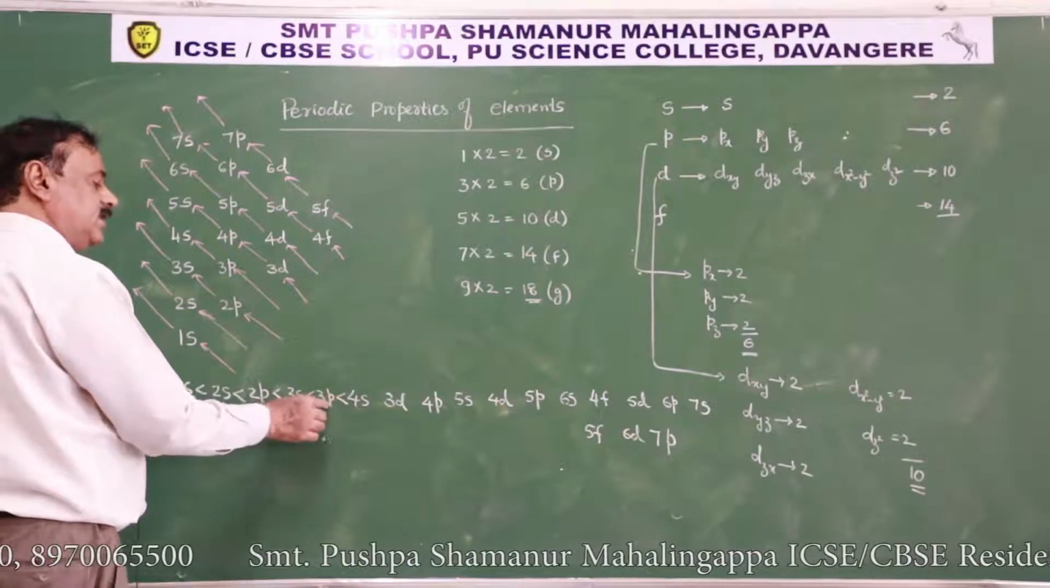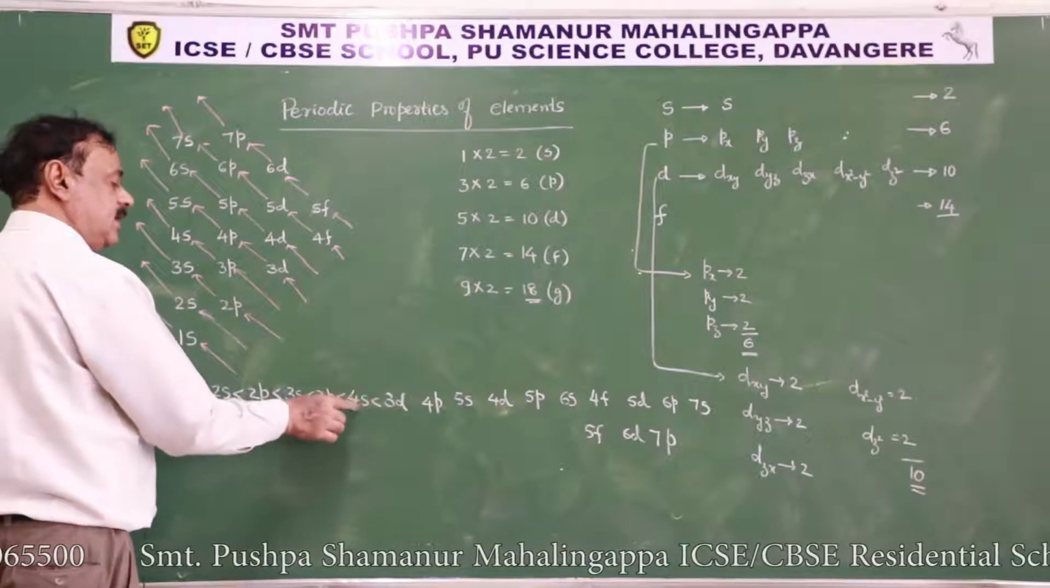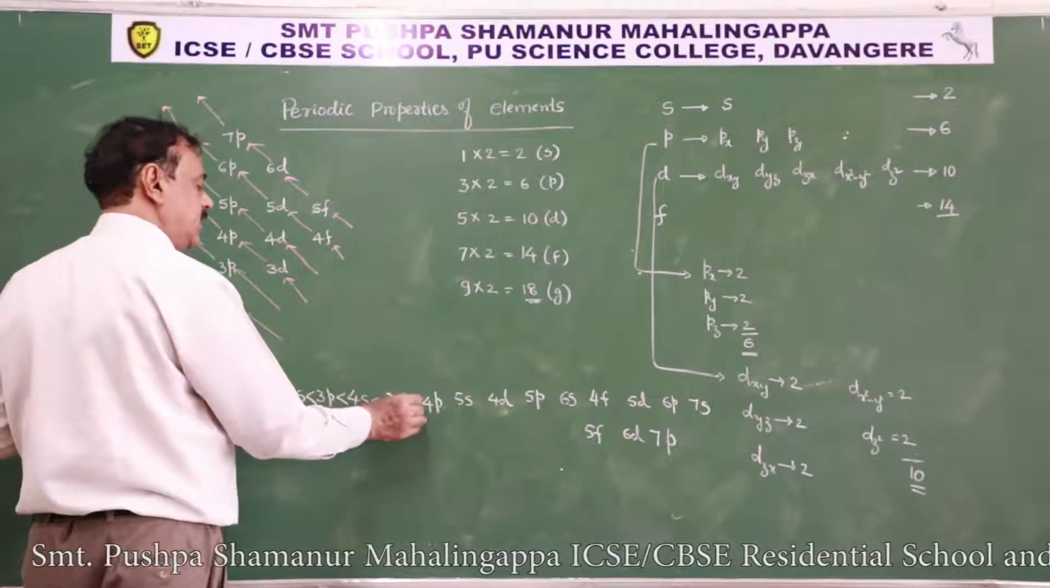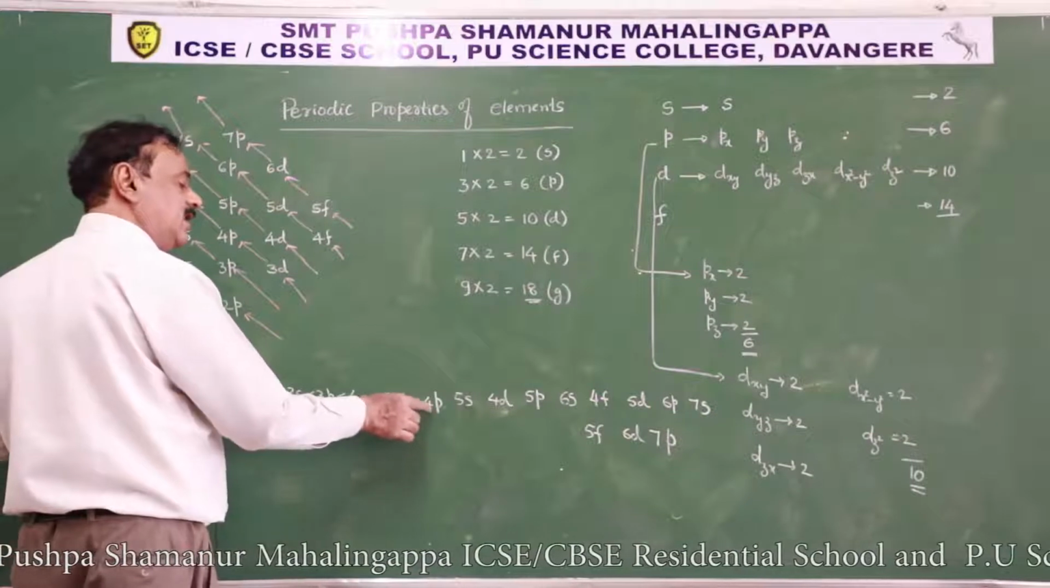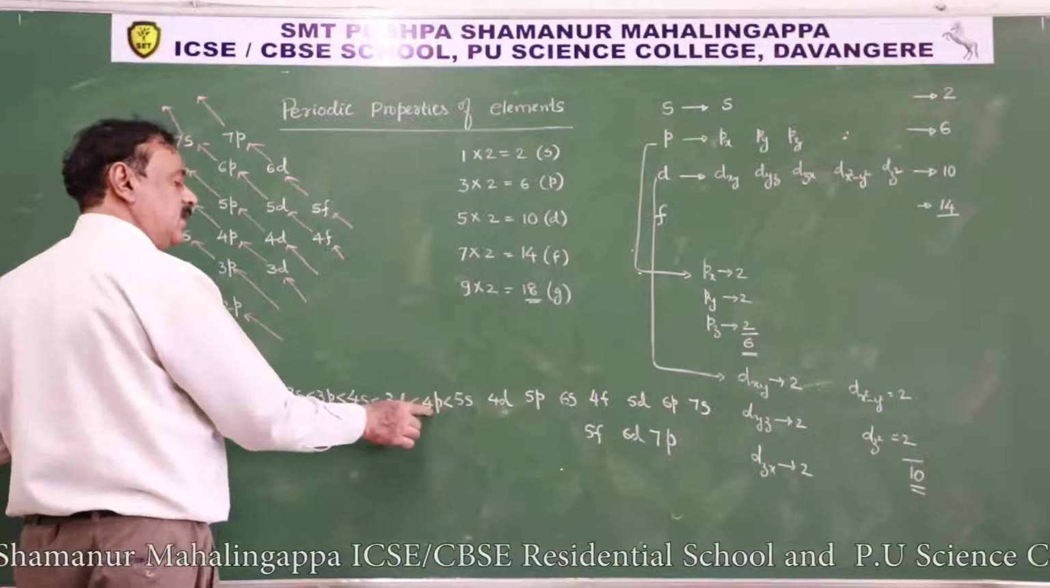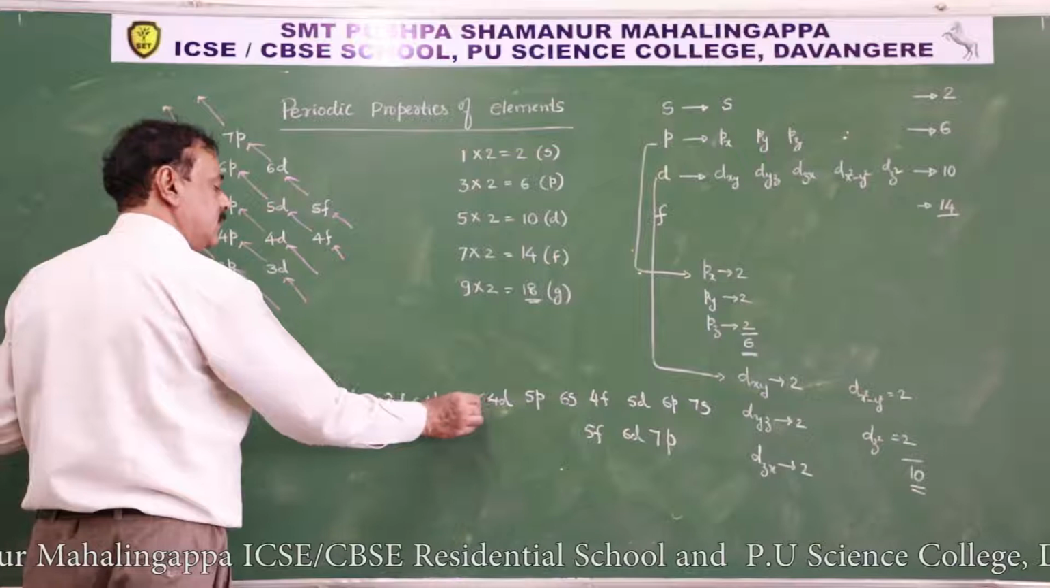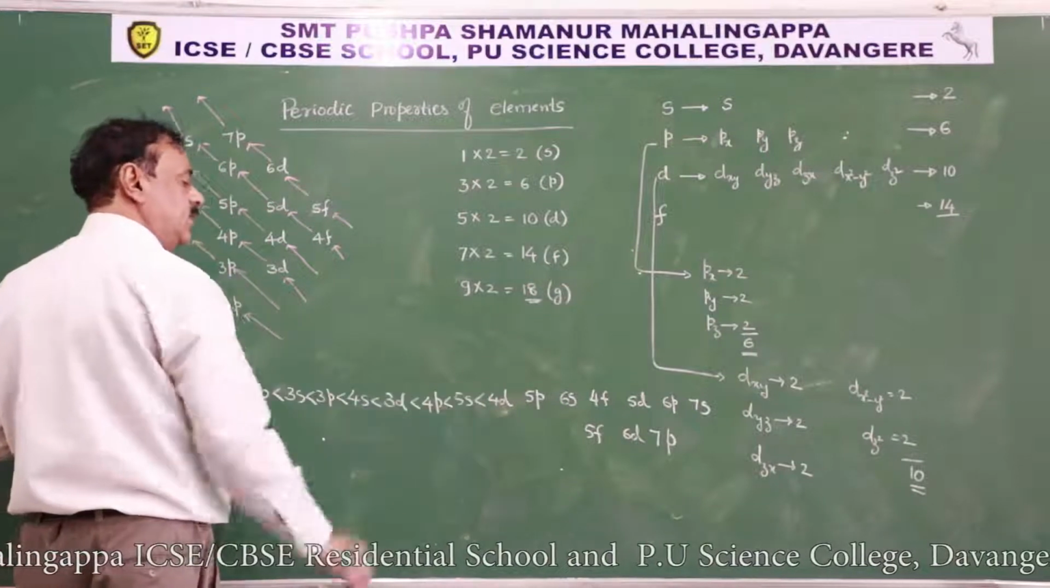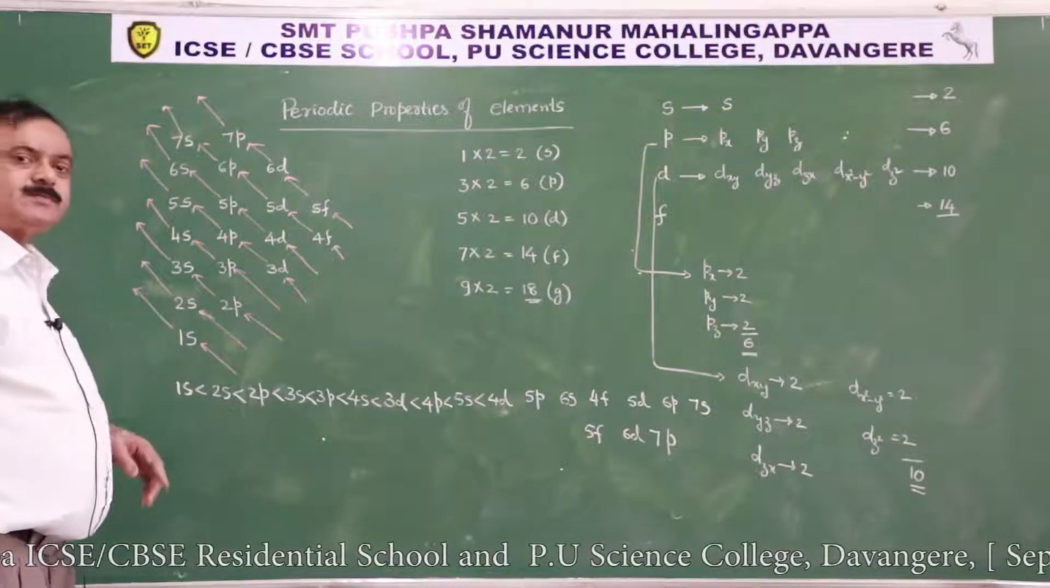Energy level of 3p is smaller than 4s. Energy level of 4s is smaller than 3d. Energy level of 3d is smaller than 4p. Energy level of 4p is smaller than 5s. Energy level of 5s is smaller than 4d, and so on.